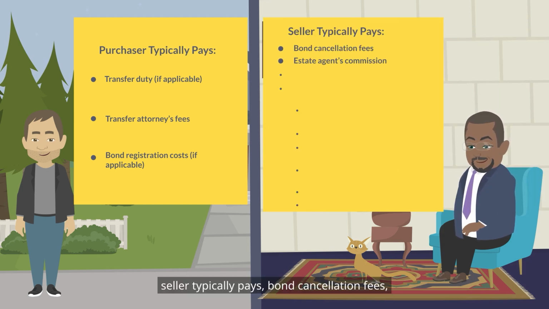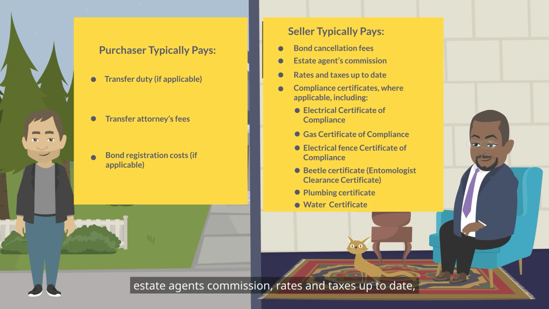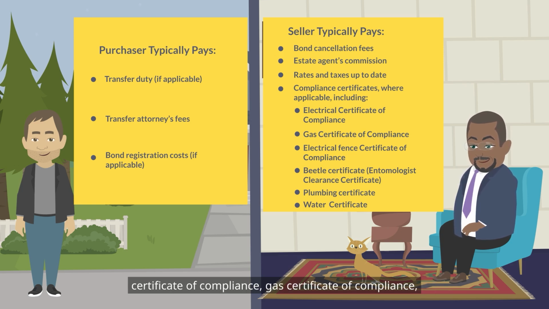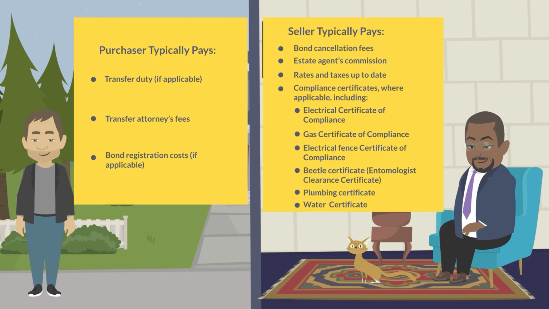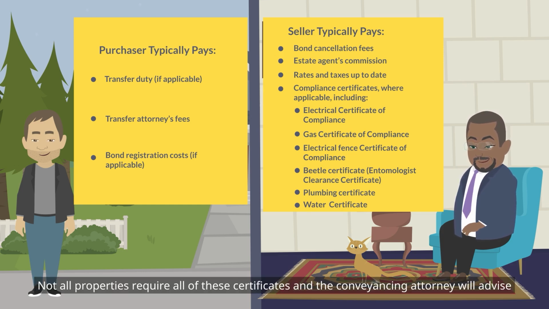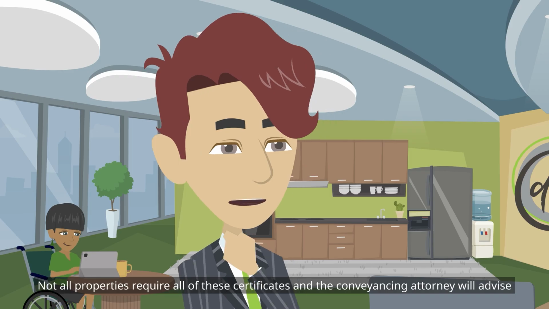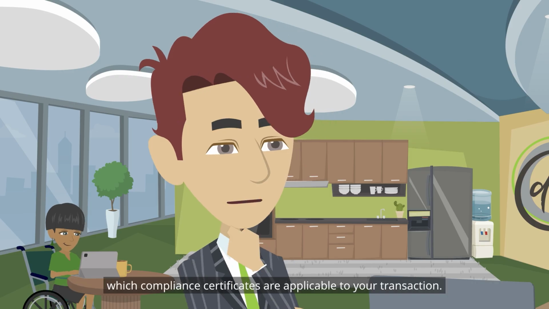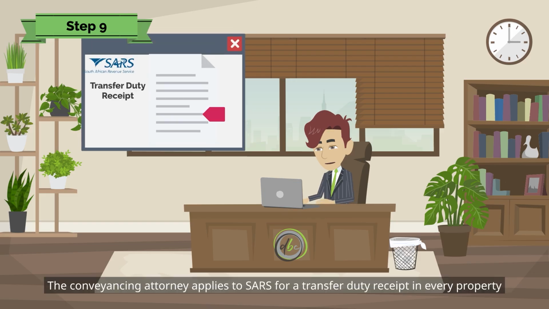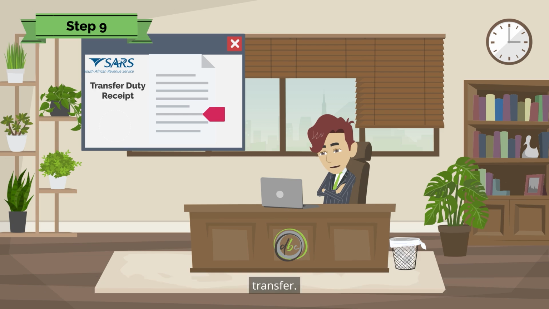Seller typically pays bond cancellation fees, estate agent's commission, rates and taxes up to date, compliance certificates where applicable, including electrical certificate of compliance, gas certificate of compliance, electrical fence certificate of compliance, beetle certificate, plumbing certificate. Not all properties require all of these certificates, and the conveyancing attorney will advise which compliance certificates are applicable to your transaction. The conveyancing attorney applies to SARS for a transfer duty receipt in every property transfer.